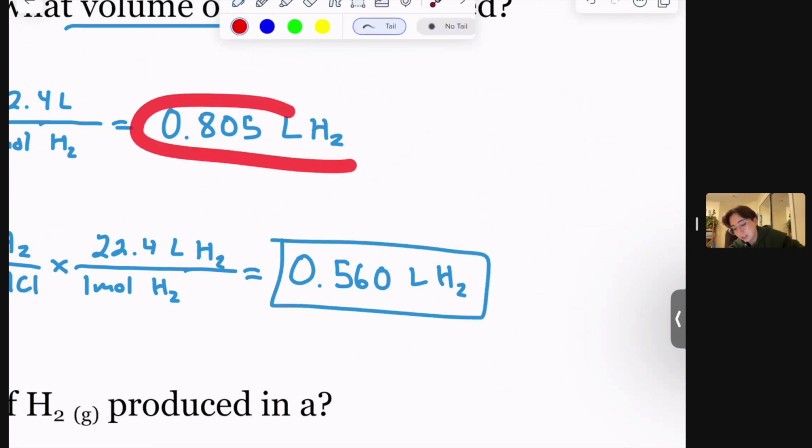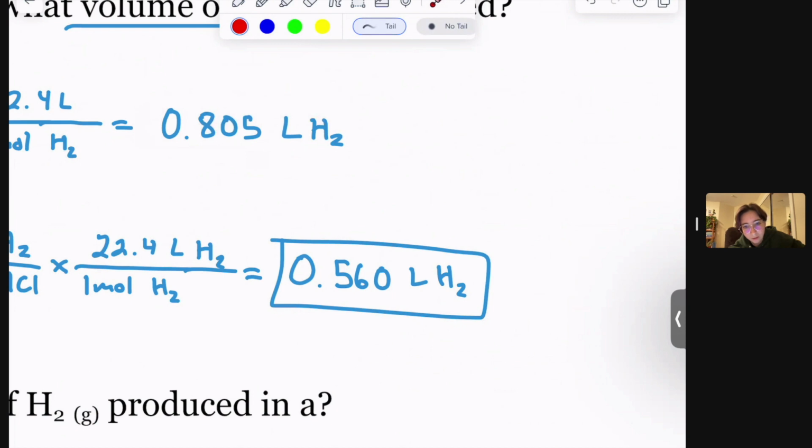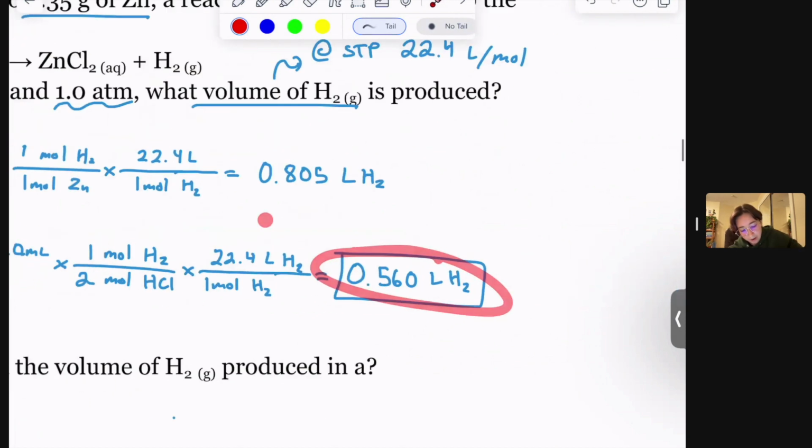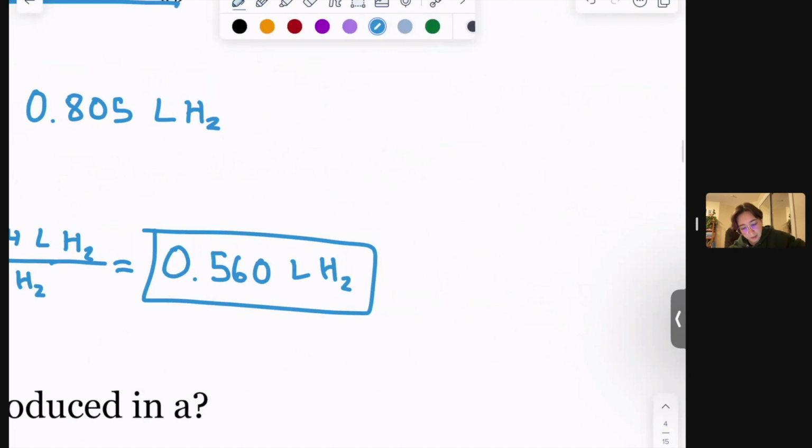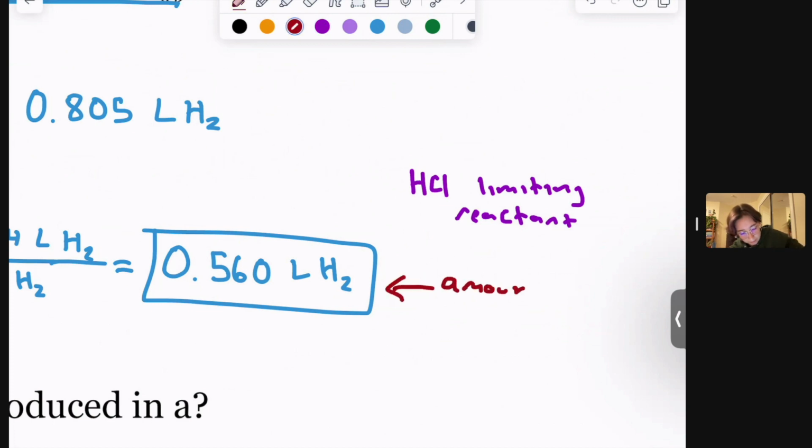You never get the chance to make 0.8 liters of H2. You only get the chance to make 0.56 liters of H2 because you ran out of HCl. So because I got a smaller number for HCl, HCl is our limiting reactant. Which means that this is the amount of H2 that could be made from the reaction.